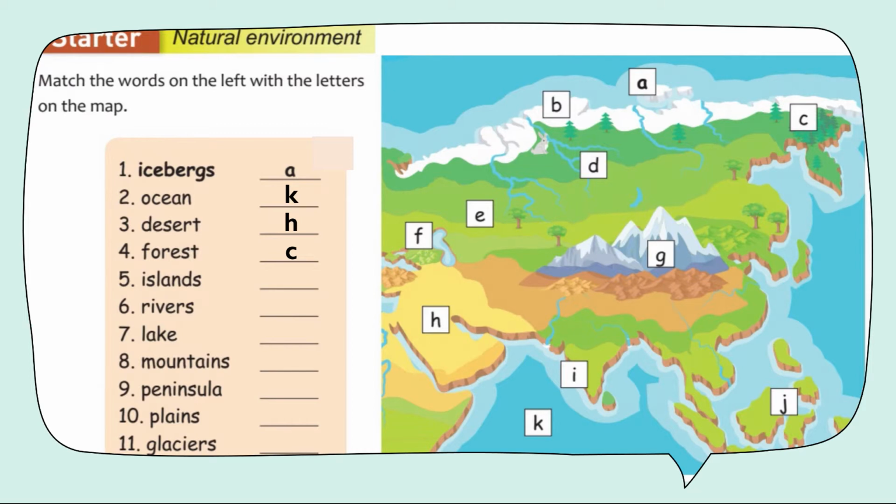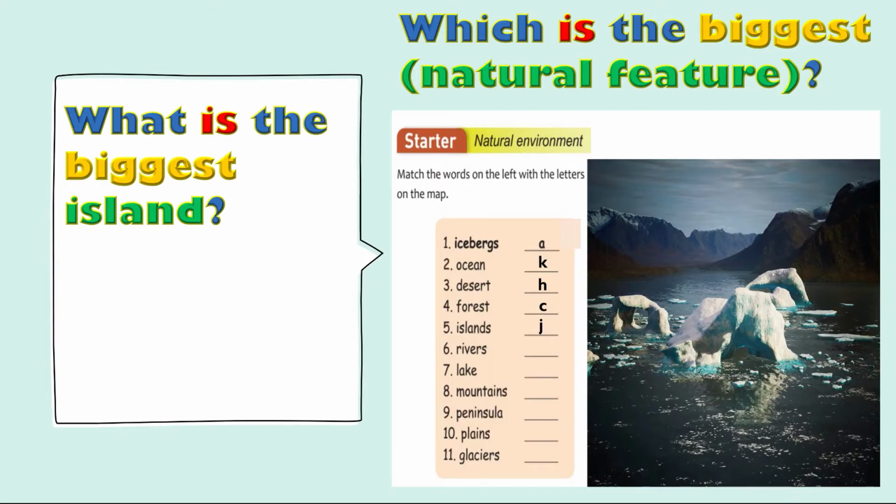Next one, islands. So it should be Z. That's Indonesia. It looks like it's done in Indonesia, Malaysia, that part of the world. And our question for Yonghee: what is the biggest island? Or which is the biggest island?